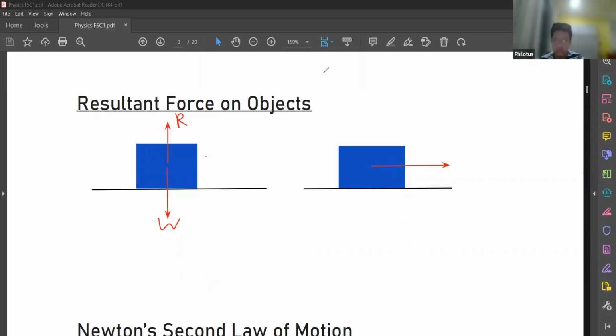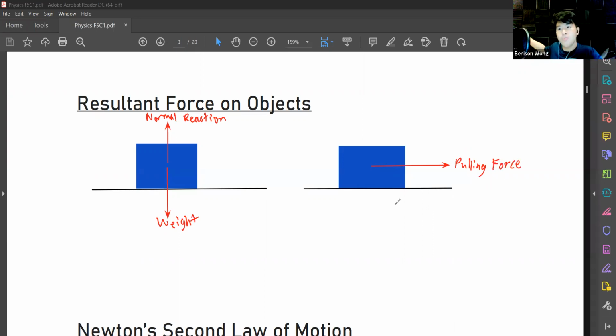Let me just write down the names of the forces so that you are clear, or else you don't know all these symbols. This is weight. This is normal reaction. And let's say this is a pulling force. When you pull an object across a surface, what will happen?